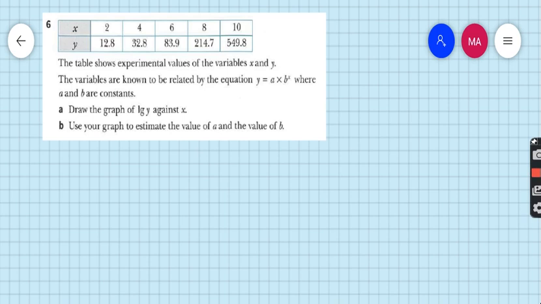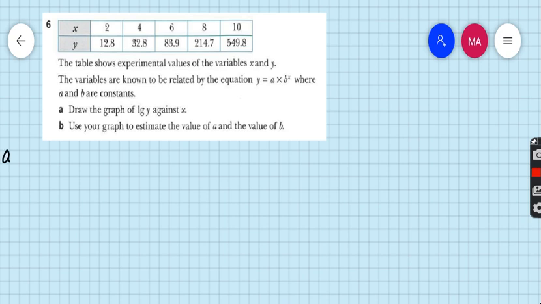So this is your question number 6. X, Y. X values are 2, 4, 6, 8, 10. Y values are 12.8, 32.8, 83.9, 214.7, 549.8. The table shows experimental values of the variables x and y. The variables are known to be related by the equation y equals ab to the power x, where a and b are constants. Draw the graph of log y against x.